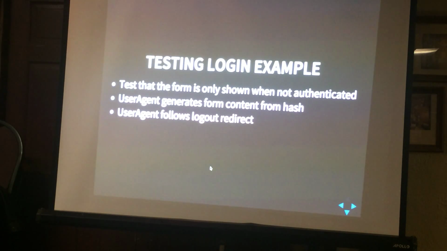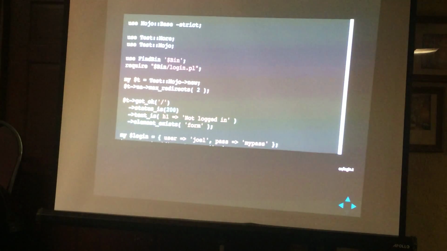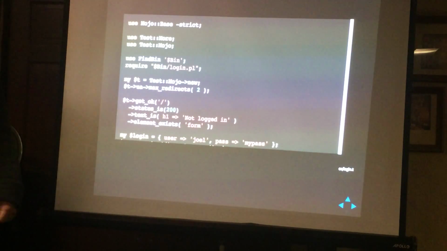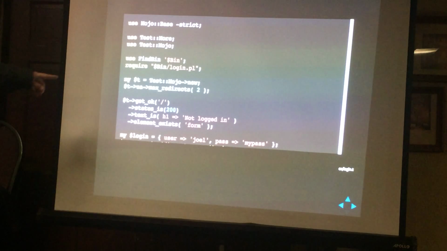And of course, we can test our login example. We're going to test that we only see the form when we're not authenticated, that the user agent generates contents from a hash, and that the user agent follows a redirect, because the logout is a redirect. And sure enough, it's true. We can set max redirects equals 2 in the tester's user agent. Test that status is 200, and see that we're not logged in. Element exists form, so the form is on the page.